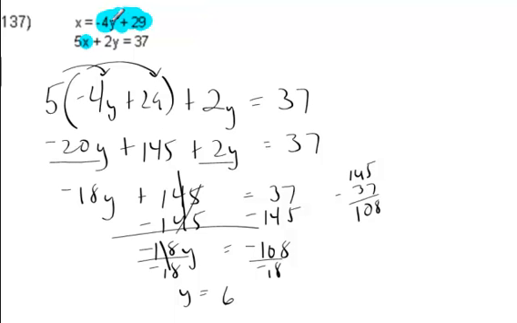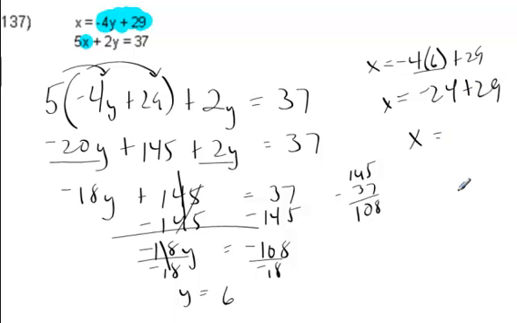Now take your 6 and substitute it back in for y. It makes more sense putting it here than here, because x is already by itself. So x equals negative 4 times 6 plus 29. So x equals negative 24 plus 29. What does x equal? 5, because that's 29. So my ordered pair is 5, 6. Again, that means if I were to graph both of these, they would intersect at 5, 6, which is in the first quadrant.